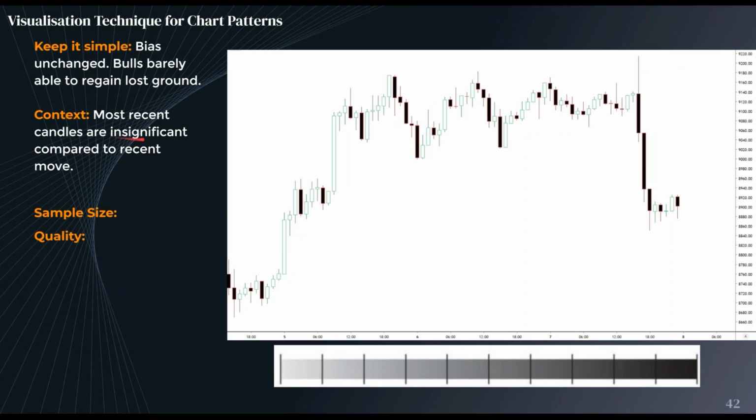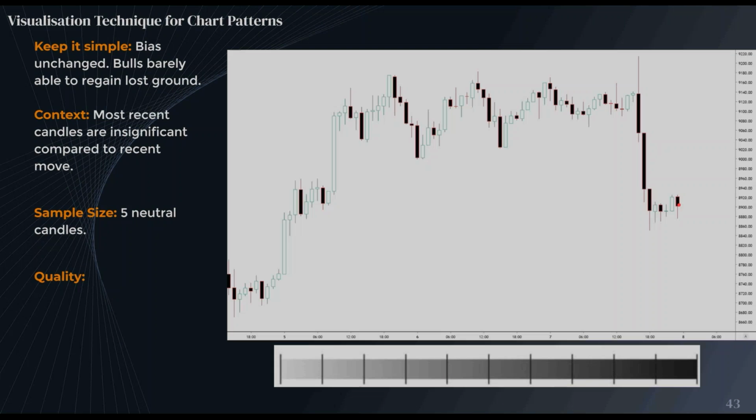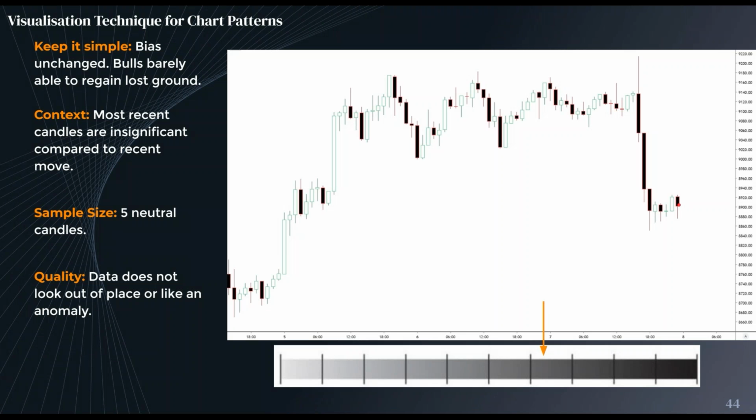Context. More recent candles are insignificant compared to recent move. Look at the size of these. Sample size. 5 neutral candles, nothing changes there. Quality, nothing looks like an anomaly to me. And bias remains relatively similar to previously.